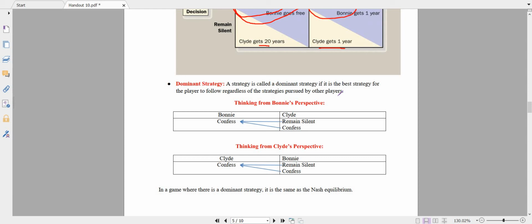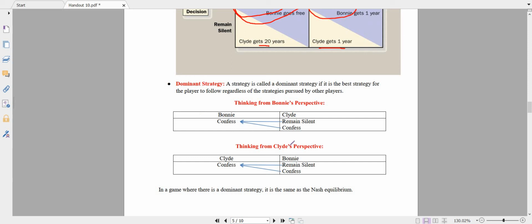Okay, so I've just tried to explain it with the help of these two tables. You can think from Bonnie's perspective. You can just assume the role of Bonnie and think that, okay, Clyde has two options. Clyde can either remain silent or confess. If Clyde remains silent, my best strategy is going to be to confess. If Clyde confesses, my best strategy, by looking at the payoff matrix, is again to confess. So whatever Clyde does, your dominant strategy is to confess.